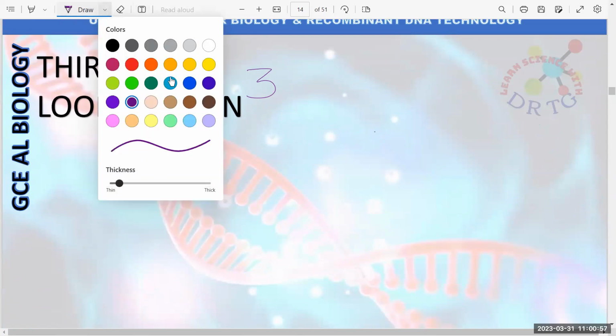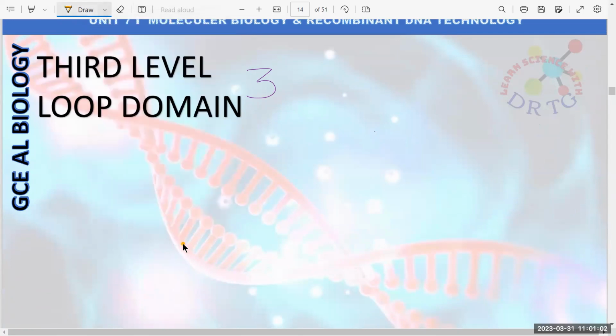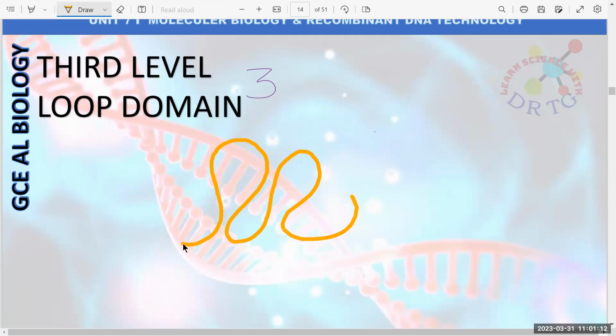Right, let's see how this loop domain forms. Now assume this is a chromatin fiber. I use the same color then. It can make a loop like this. And then again another loop like this. And maybe a loop like this again. And a loop like this again.